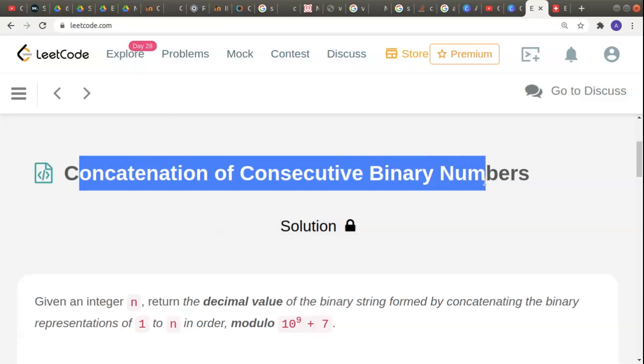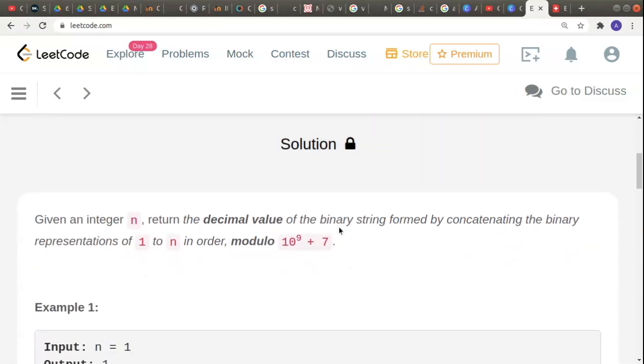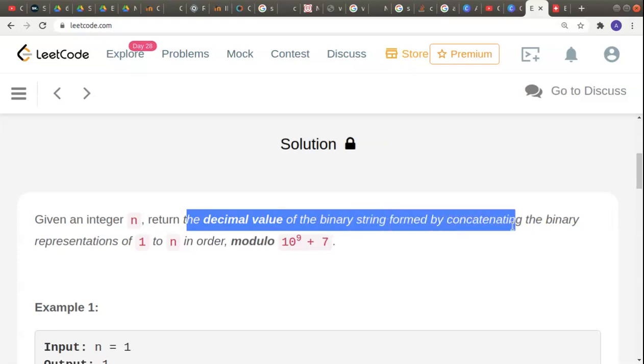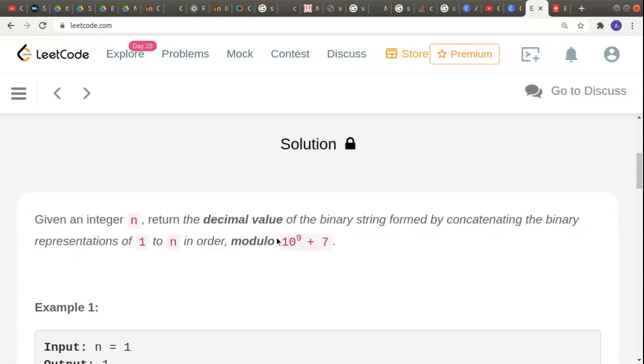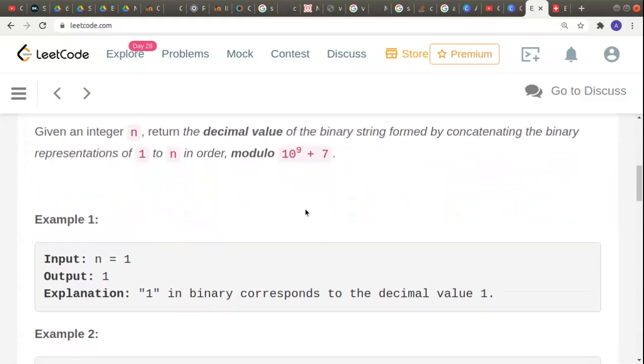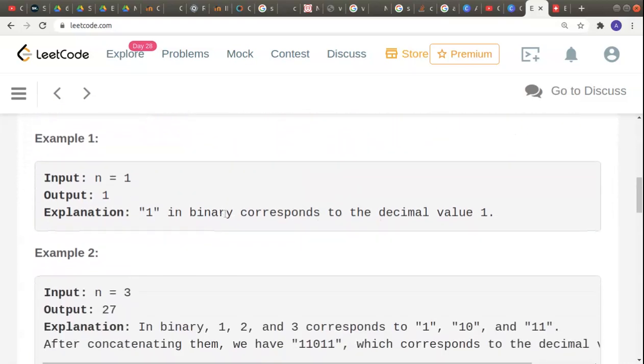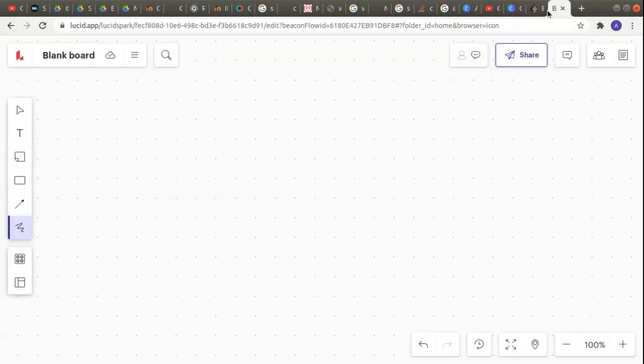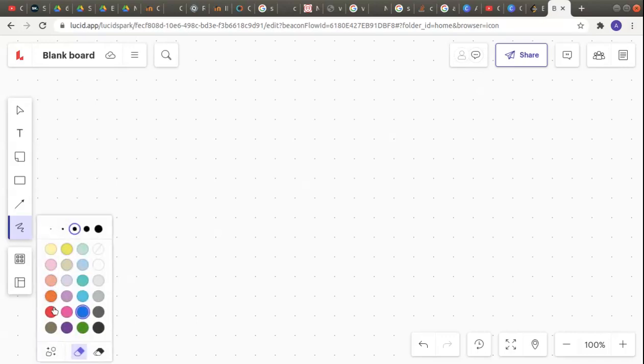It's called concatenation of consecutive binary numbers. So given an integer n, we have to return the decimal value of the binary string formed by concatenating the binary representations of 1 to n in order, modulo 10 power 9 plus 7. So what do they mean by this? Let's try to understand. For example, let's take the example of n equal to 3, which is given to us to try to understand this.